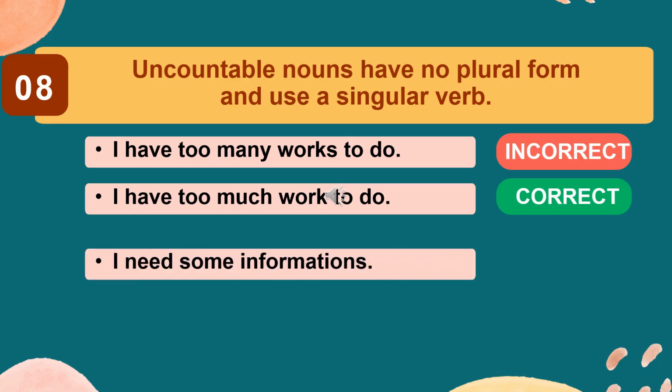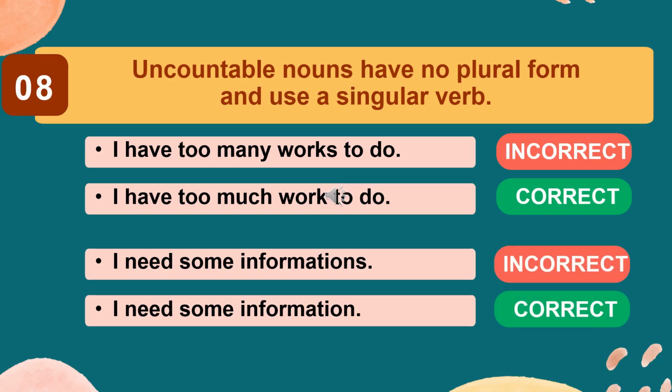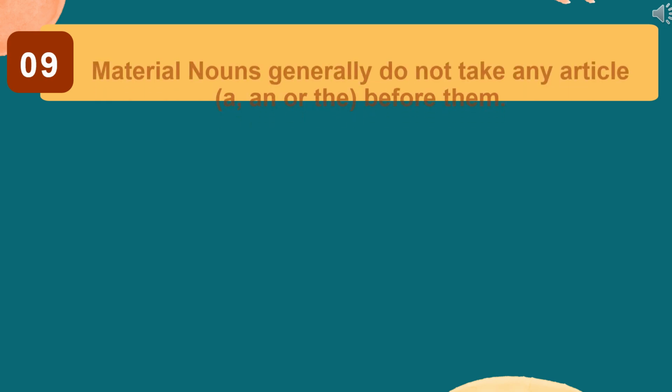Example 2, information. Incorrect, I need some informations. Correct, I need some information. Remember, use much, a little, or some with uncountable nouns, not many or a few. They never take a plural s and use a singular verb, e.g. The information is correct. Rule 9, articles with material nouns.